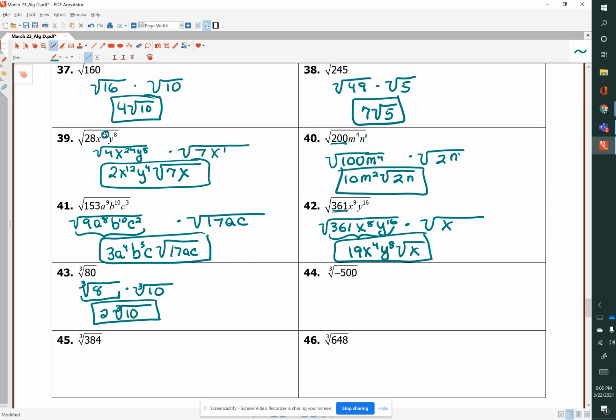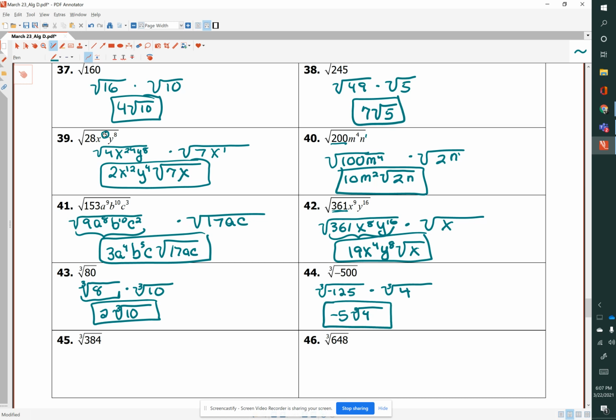So the cube root of negative 500 would be the cube root of negative 125 times the cube root of 4. 125 times 4 is 500. Only one of them can be negative. So when we evaluate this, negative 125 is negative 5 times negative 5 times negative 5. So it would be negative 5 cube root of 4 as your final answer.